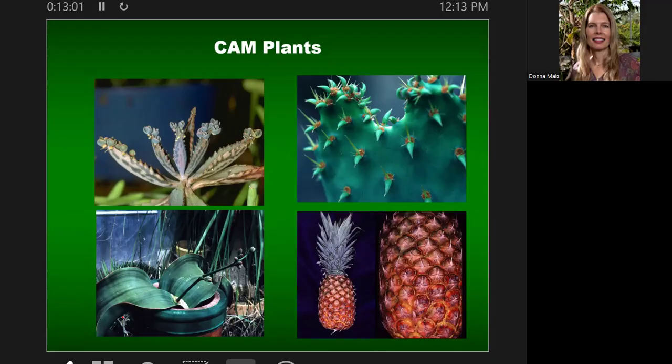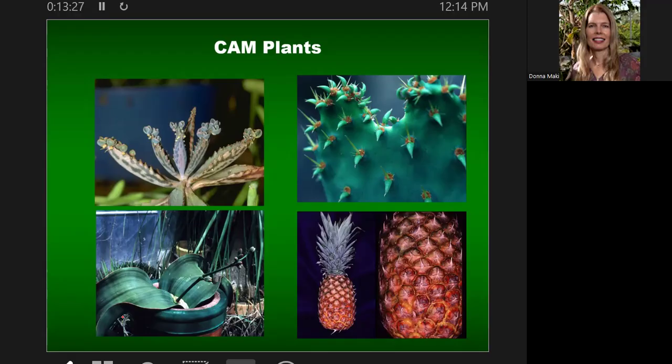This one's a funky one. This is actually, believe it or not, a gymnosperm plant. I know that's really weird to think about. We're gonna learn about this one. Very odd plant, but it actually belongs in the gymnosperms. You can kind of see that it's forming cones here. So that's called welwitschia. And then of course pineapple. Pineapple is a CAM plant, very important food crop.